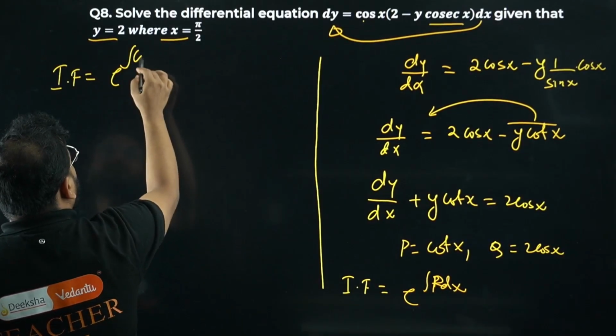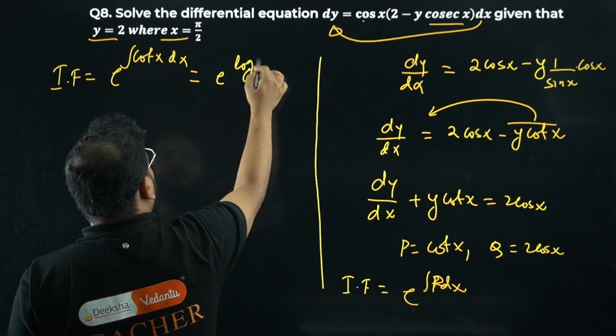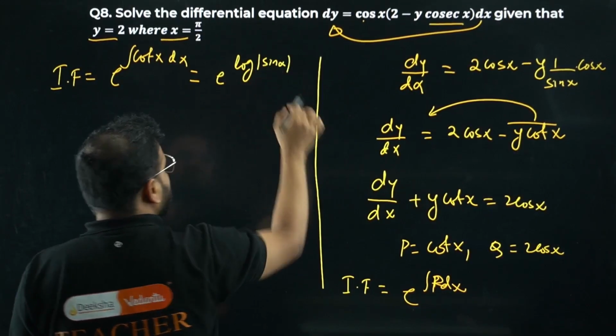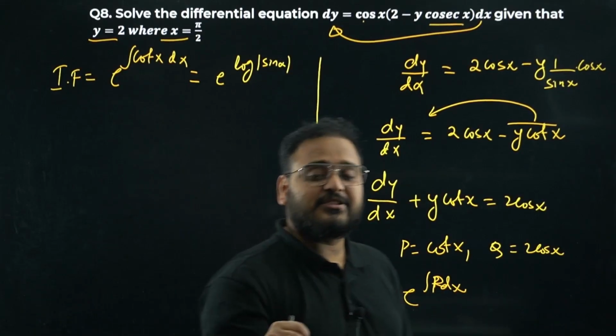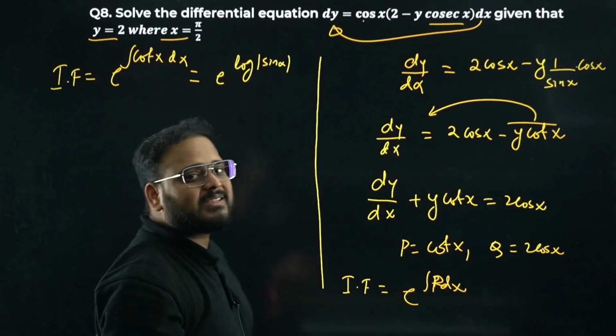Integral of cot x dx. We know this is the answer: e power log sin x. Agreed or not? Think about it. Log sin differentiation, what will happen? It will become 1 by sine.